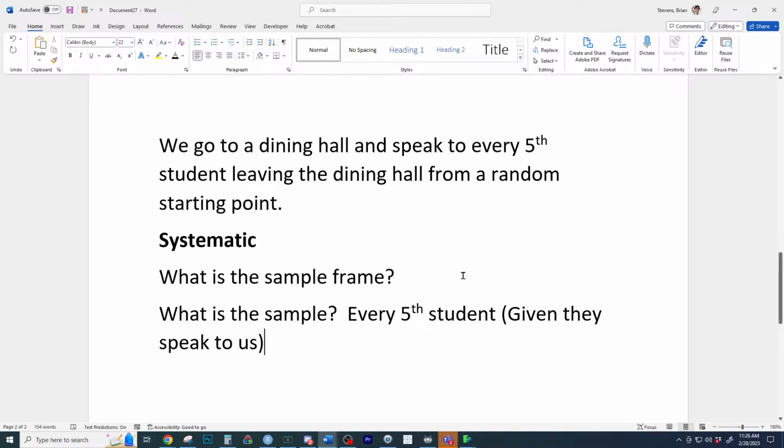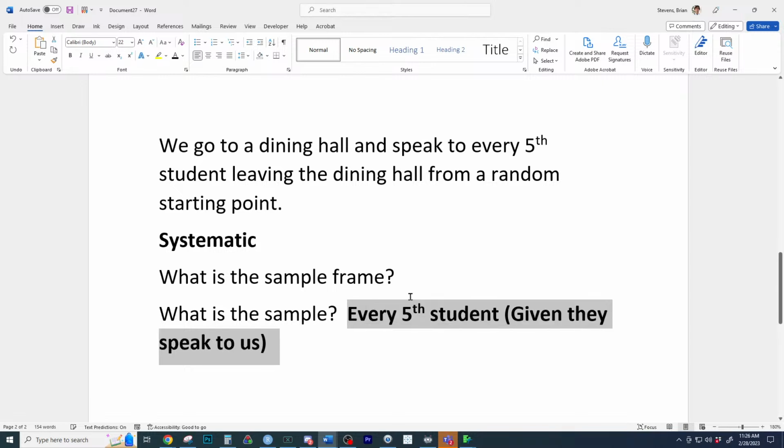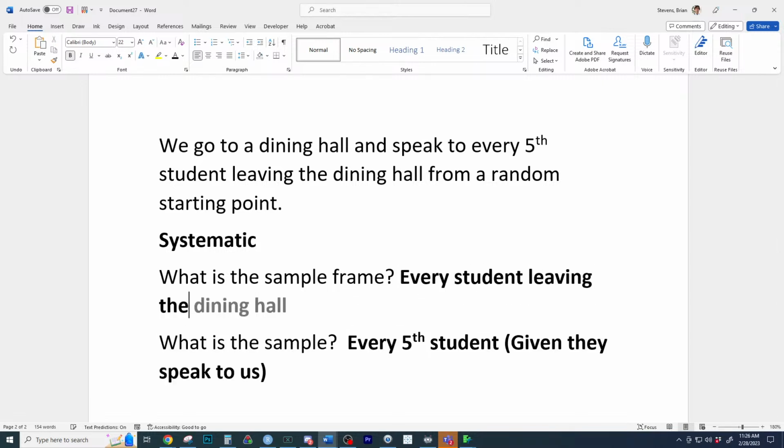So as long as they talk to us, they'd be the sample. But every student, so the reason this would be every student who is leaving the dining hall during that time is because theoretically they could be the 5th student. Does that make sense? So what is the sample frame?